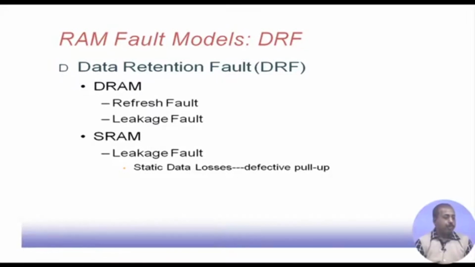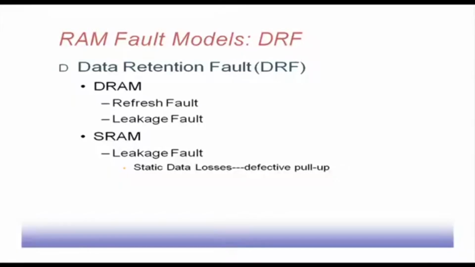For DRAM, we have got the refresh fault and the leakage fault. The refresh circuit is trying to refresh the RAM cells continually by reading the value from the cell and writing it back there. But if there is some problem in the refresh circuitry itself, then this refreshing will not work. That gives rise to the refresh fault, and the content of several cells may be lost. Similarly, we have the leakage fault for the DRAM cell as well. So, that is the leakage fault for DRAM.